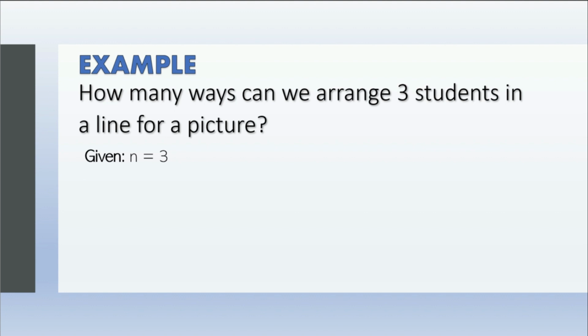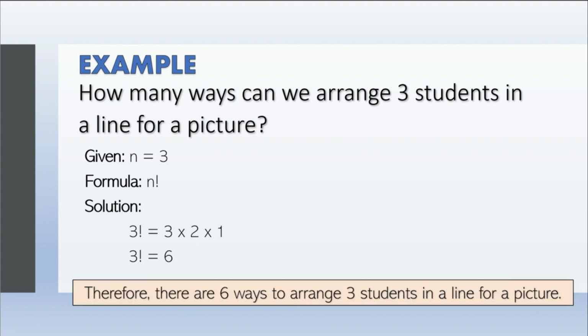So we have 3 factorial. Now, 3 factorial means 3 multiplied by 2 multiplied by 1, and that is equal to 6. Therefore, there are 6 ways to arrange 3 students in a line for a picture. So we produce the same answer. It's now up to us which method we are going to use. Is it the listing method or the use of a formula? Because at the end, we will end up with the same answer.